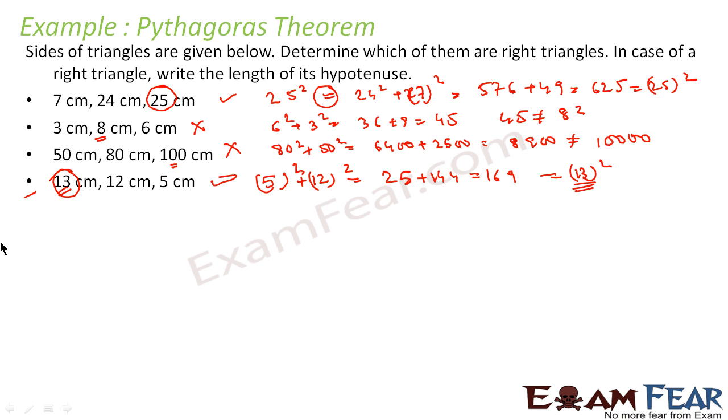The biggest side is the hypotenuse if it is a right triangle. So we have assumed the biggest side as this one. We try to write the biggest side as sum of squares of the other two smaller sides. If I am successful in writing the biggest side as sum of squares of the other two smaller sides, then it is a right triangle. If not, then it is not a right triangle. Correct? In case 1 and case 4, I was able to write 13 square as 12 square plus 5 square and 25 square as 7 square plus 24 square. So they are right triangles. But in other cases, I was unable to write 8 square equal to 6 square plus 3 square and 100 square equal to 80 square plus 50 square. So they are not right triangles.